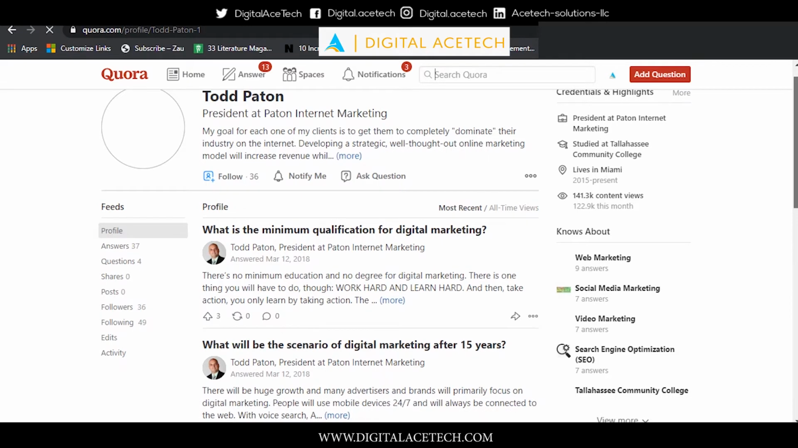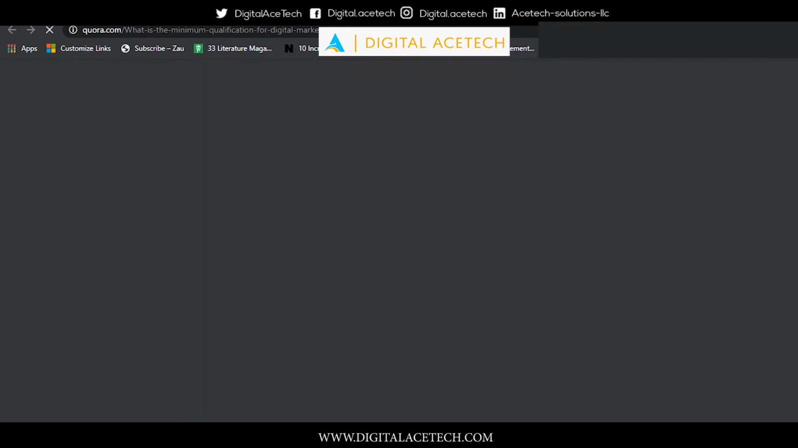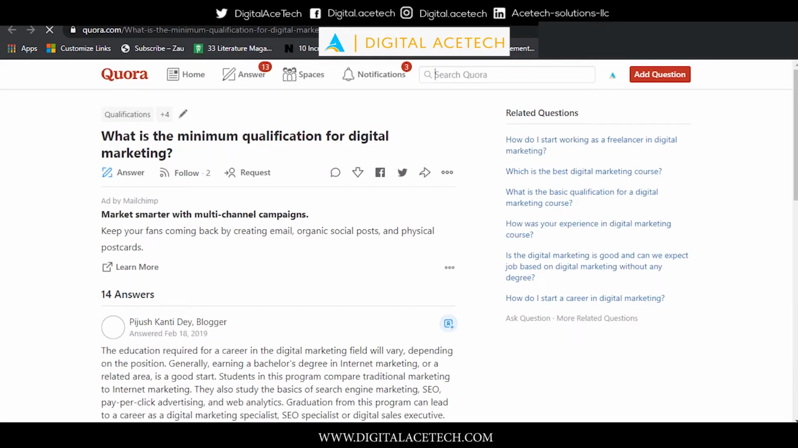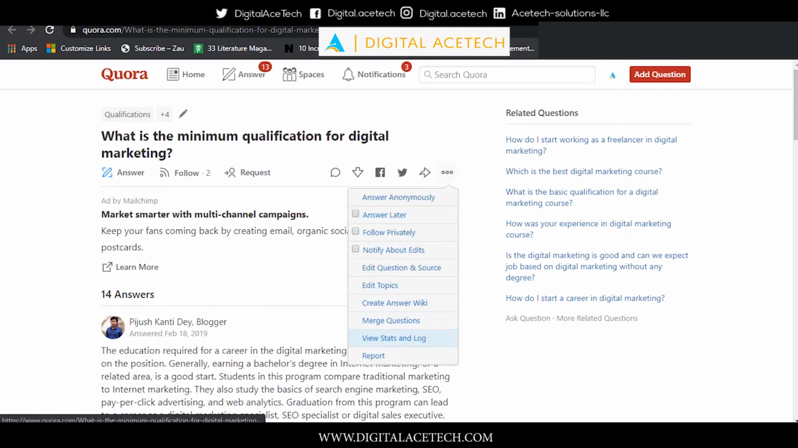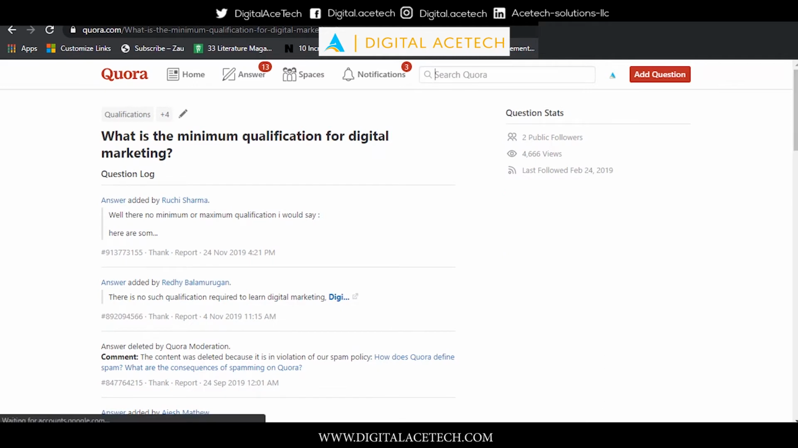So if we scroll down, we can see a little bit about his profile, and if we click on any of these questions, let's just take a look at this question and the stats and the views that it has gotten. Now, another thing that you can do is you can view the stats and the log of the question by clicking on these three dots, by clicking on more, and going to the view stats and log section.